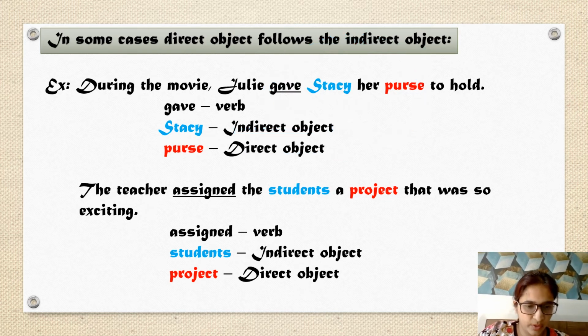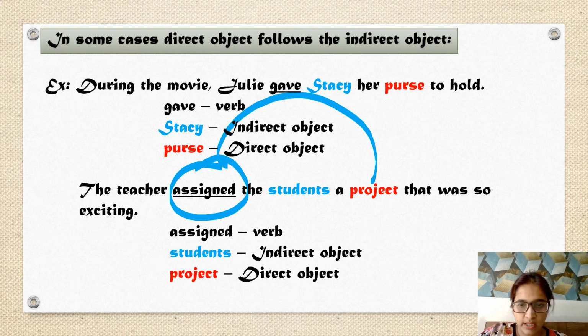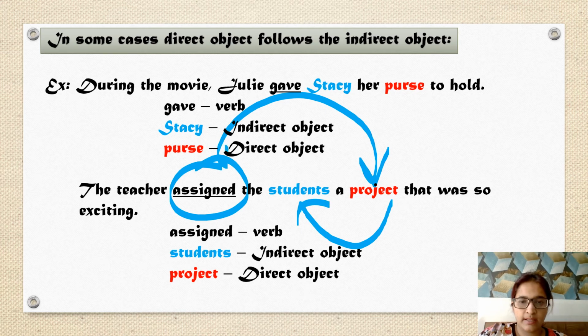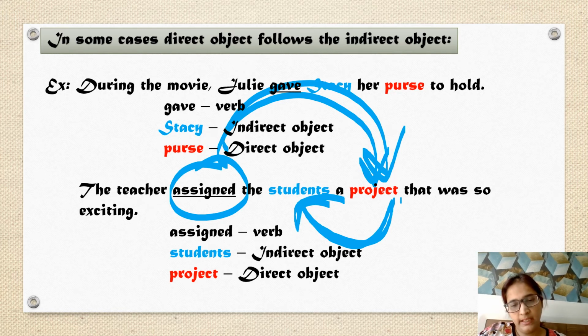For example, in the second example, the teacher assigned. Assigned is the verb. Let's read the sentence first. The teacher assigned the students a project that was so exciting. Assigned what? The project. To whom? To the students. So assigned what? The direct object. Then the direct object was given to whom? To the students, which is the indirect object.